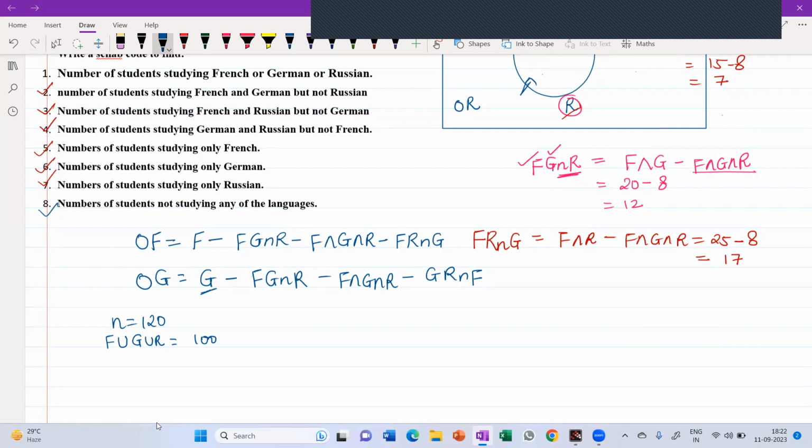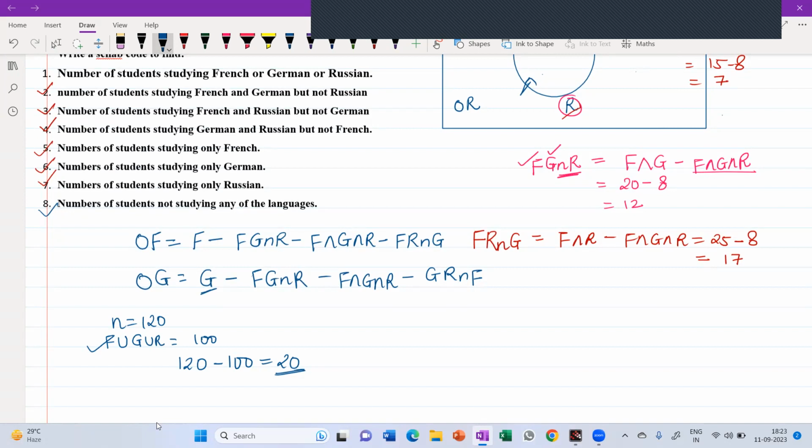That means I have to find its complement. This F union G union R indicates that the students have taken either of the languages, French or German or Russian. But I want those students who have not taken any of the languages. So there were 120 total students. Out of 120, 100 students had taken either of the languages. So I'm going to subtract that and get 20. So there are 20 students who have not taken any of the languages.